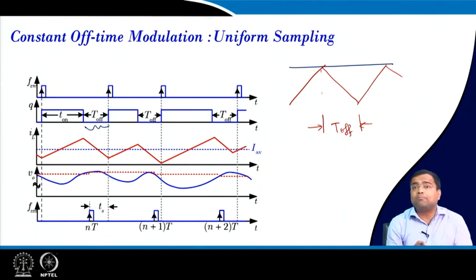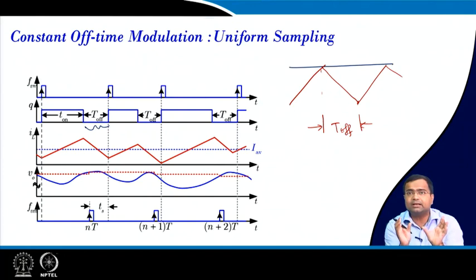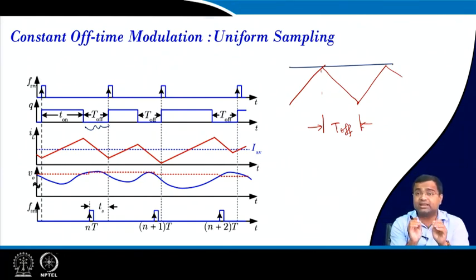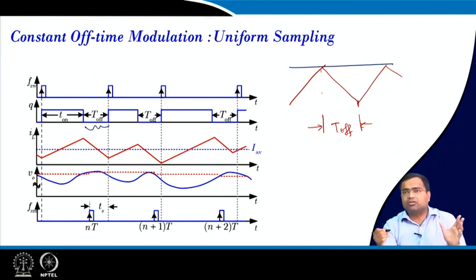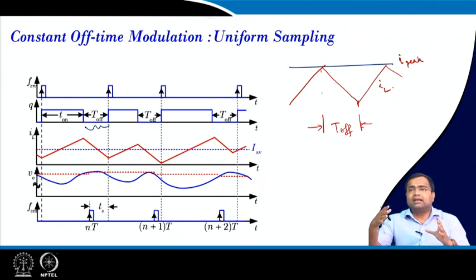If we keep the off time constant, then once the off time has elapsed, we generally implement this using a monoshot timer, and in this course we will implement this monoshot timer using HDL code. It will be very interesting, a counter based approach. Once this timer has elapsed, your switch turns on and remains on until the inductor current hits the peak current limit. This is my peak current limit and this is my inductor current. Once it hits the peak current, the switch turns off again and the monoshot timer is activated again.